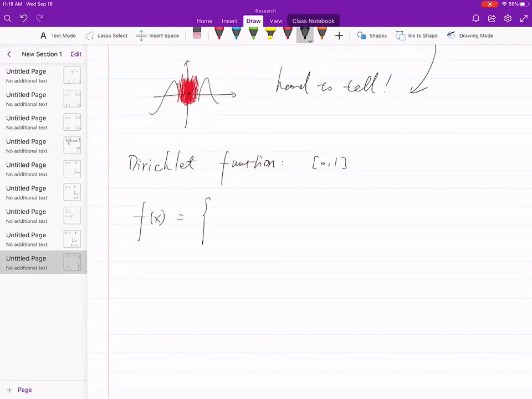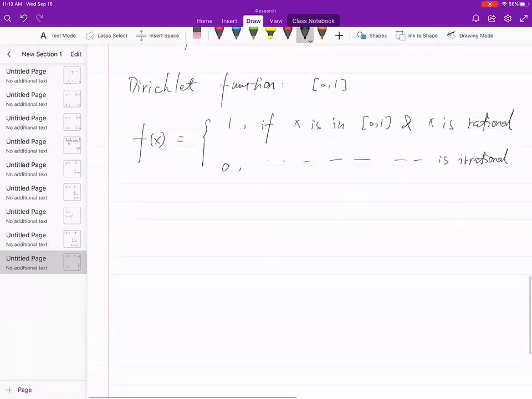It has two values, 1 or 0. It's 1 if x is in [0, 1] and x is rational. Similarly, it's 0 for the rest, which is irrational. We have never seen anything like this before, but it's simple. Let's try to get a feeling of it.